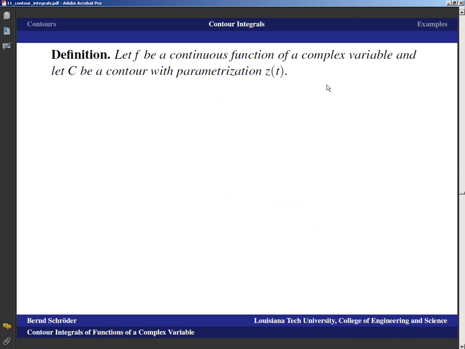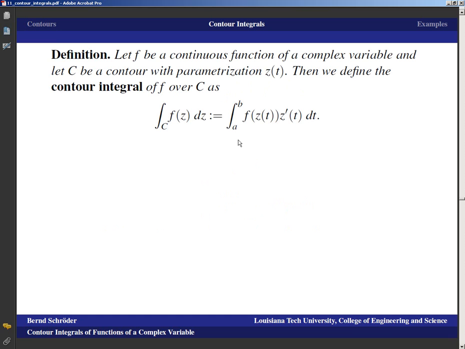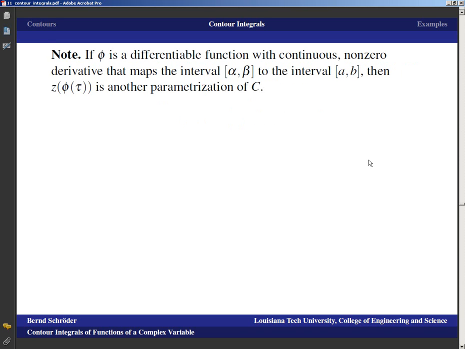If we now have a continuous function f of a complex variable and a contour C that's parameterized by z of t, then we define the contour integral of f over the contour C, the integral over C of f of z dz, as the integral from a to b of f of z of t times z prime of t dt. So we just plug the parametrization of the contour into the function. That way the function is only evaluated on the contour, and then we multiply by z prime of t dt, because that's basically a small step on the contour.